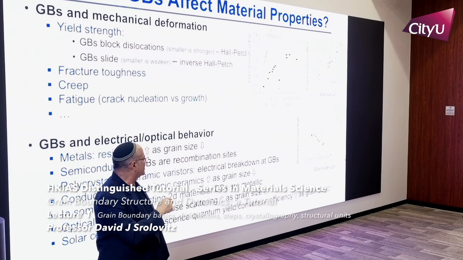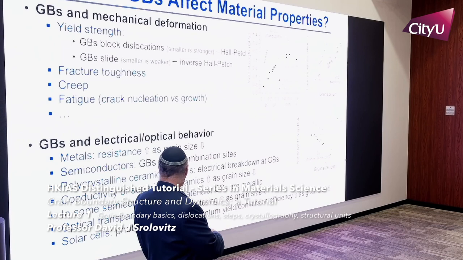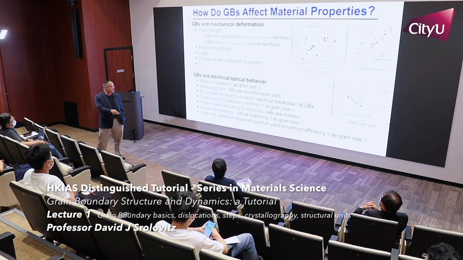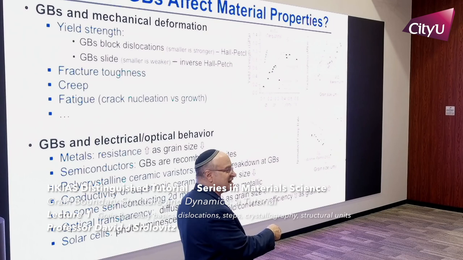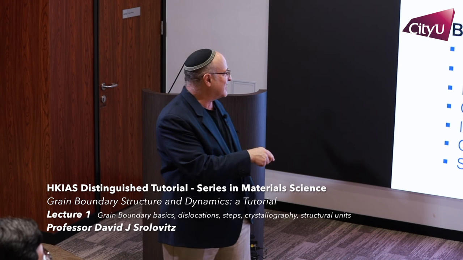Although I like to start there because this is close to my heart, there are also many examples where grain boundaries affect electrical and optical behavior. The most common one is in metallic systems. The electrical resistance goes up as the grain size goes down. Grain boundaries are good scatterers. In semiconductors, grain boundaries can be recombination sites. In ceramic varistors, electrical breakdown occurs at the grain boundaries. If I look at superionic ceramics, the conductivity goes up as the grain size goes down.